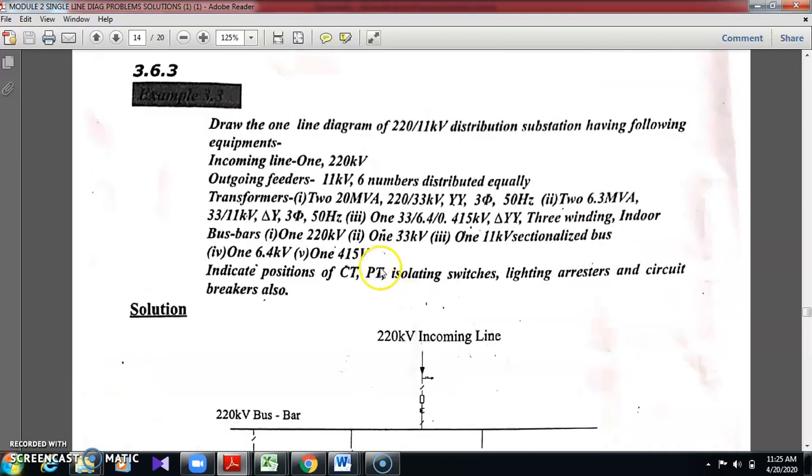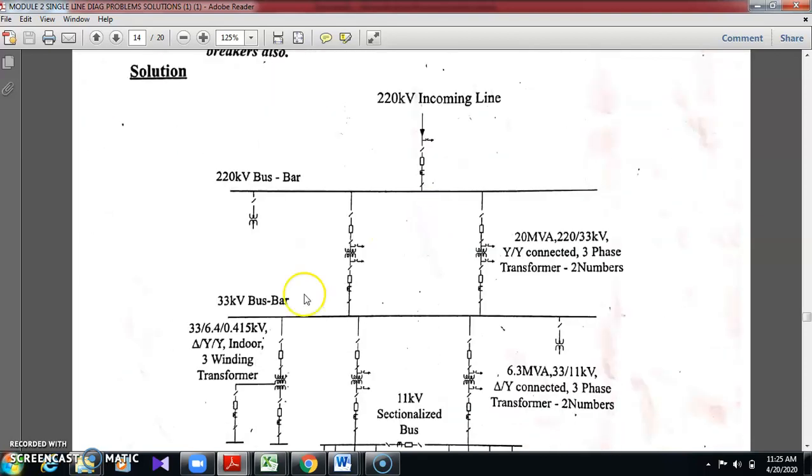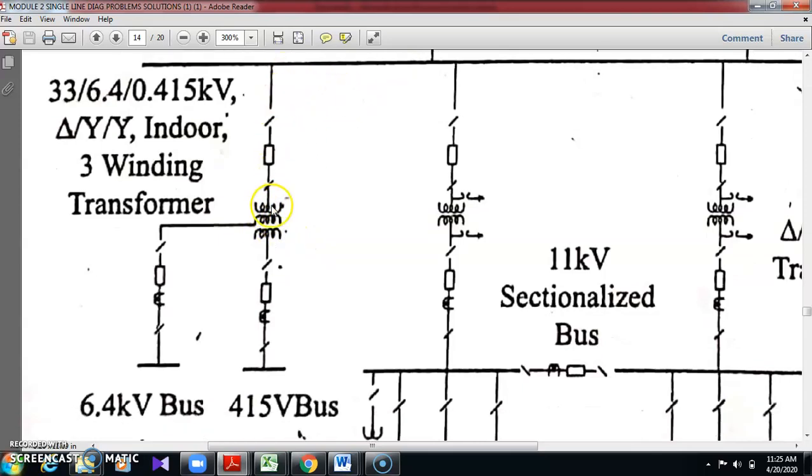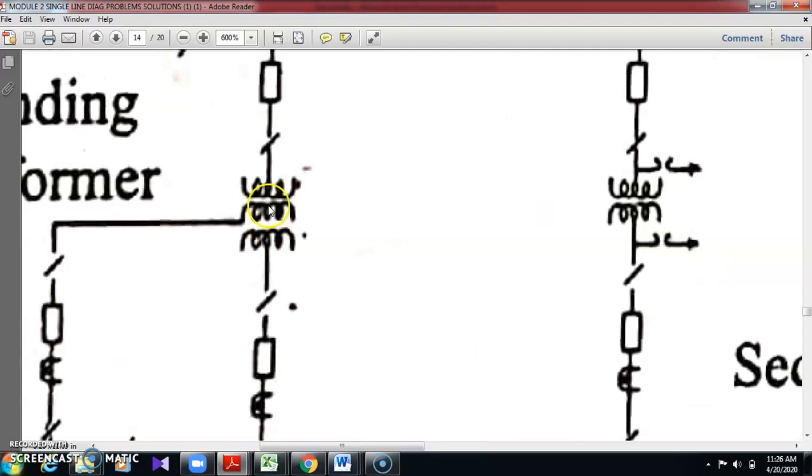And there is one extra, that is 33 by 6.4 by 415 volt. This is a 3 winding transformer. Just have a look at this 3 winding transformer, 33 by 6.4. Here is the 33 kV bus bar, from this stepped down to 6.4 kilovolt, and this is 415 volt. So 3 lines we are using. From this they can use 6.4 kilovolt, from this they can use 415 volt, above it is 33. This is another one we have not discussed till now, the 3 winding transformers.